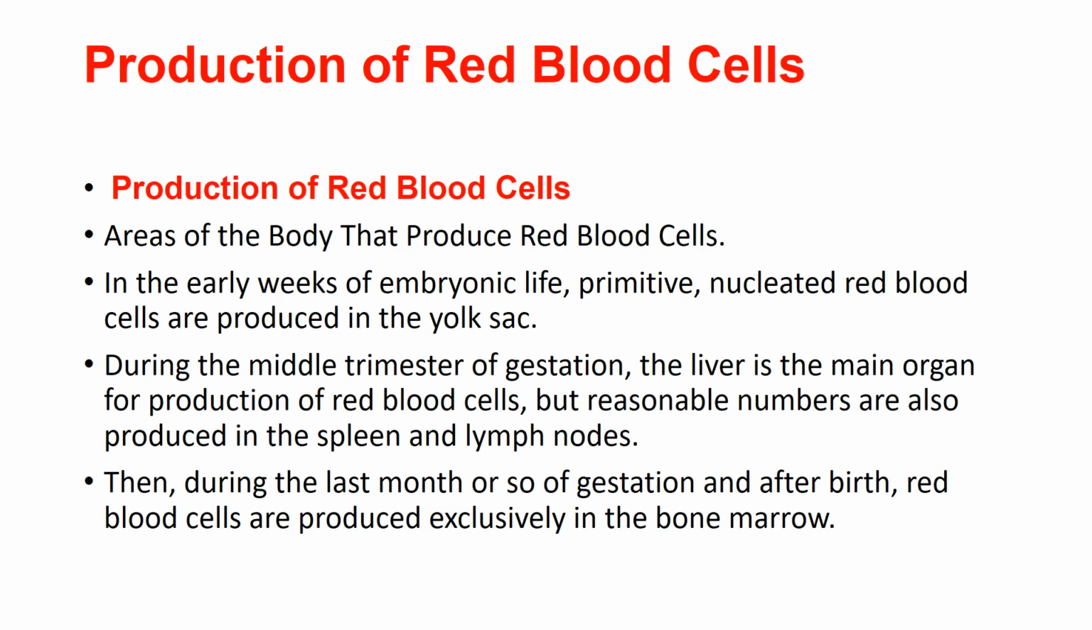Production of red blood cells. Areas of the body that produce red blood cells. In the early weeks of embryonic life, primitive, nucleated red blood cells are produced in the yolk sac. During the middle trimester of gestation, the liver is the main organ for production of red blood cells, but reasonable numbers are also produced in the spleen and lymph nodes. Then, during the last month or so of gestation and after birth, red blood cells are produced exclusively in the bone marrow.